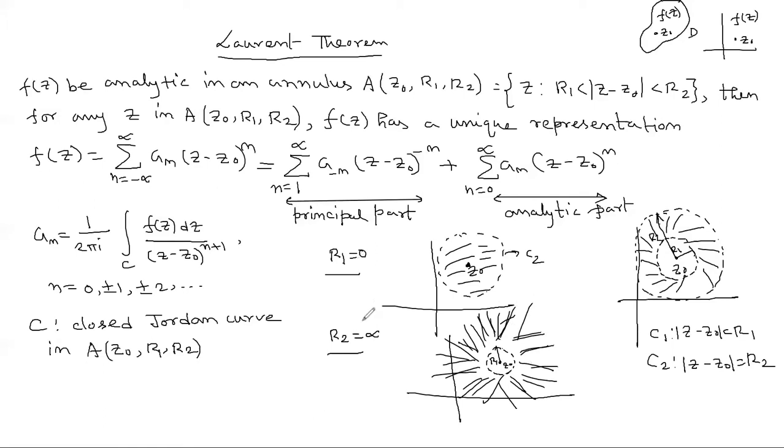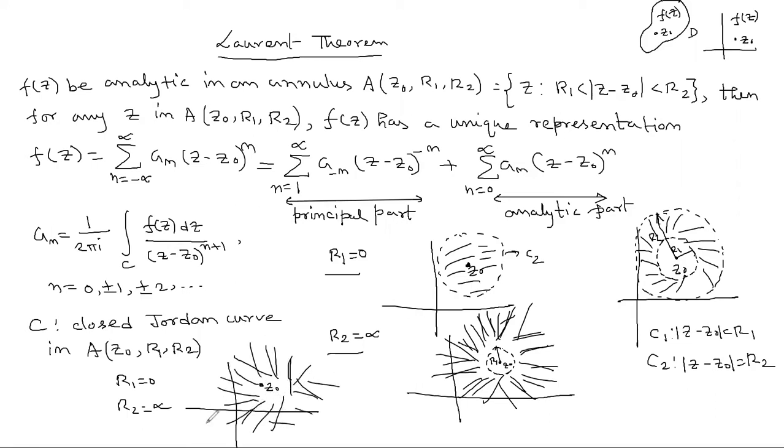Another possibility, if both these cases happen, that means r1 equal to 0 and r2 equal to infinity. In this case, the function f(z) is not analytic only at the point z0, but it is analytic everywhere in the entire complex plane. So except z equal to z0, the function is everywhere analytic. These are the four possible cases where we can expand f(z) in Laurent expansion with respect to the point z0.